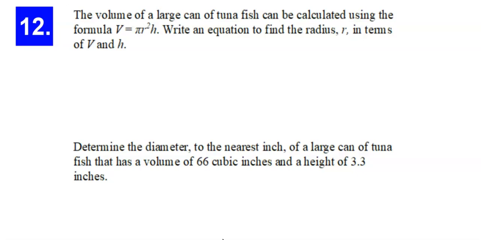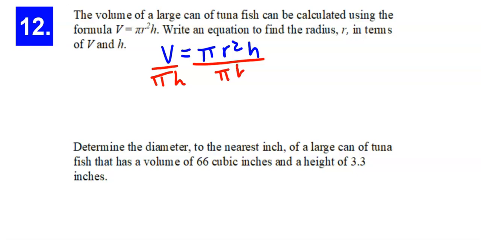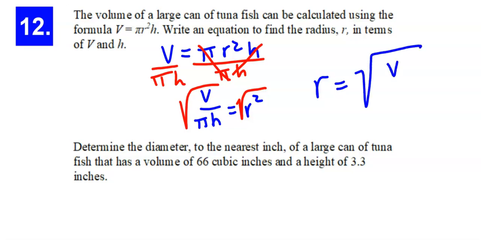Number 12. They give you the volume formula for a large can of tuna fish. Volume equals pi r squared h. They ask you to write an equation to find r in terms of v and h. So the first thing that I'm going to do is divide both sides by pi and h to isolate, as much as I can, the letter r. The only way to get rid of an exponent is to use a root. So now r is equal to the square root of v divided by pi h.